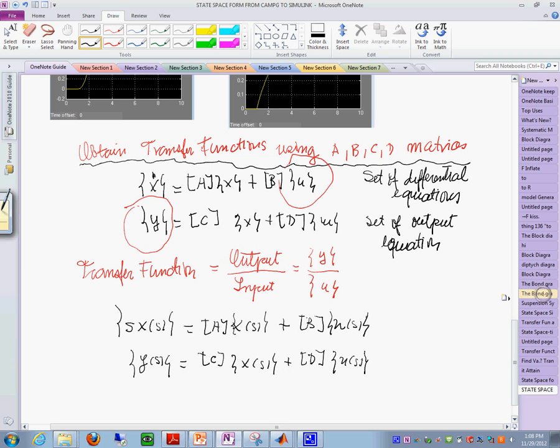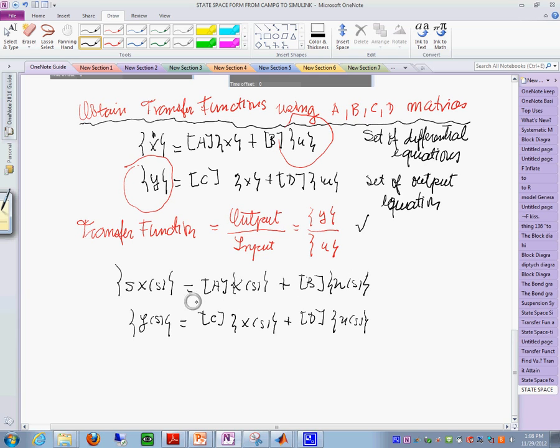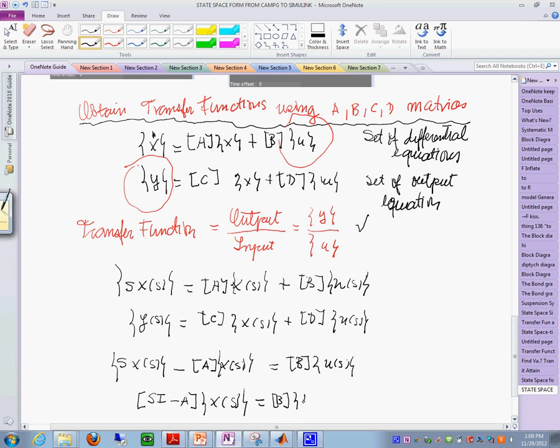Wonderful. So, we need to put these equations in terms of only y and u. Using the first equation, I will write it like this: sX(s) minus A times X(s) equals matrix B times U(s). But you could continue and write it as (sI minus A) times X(s) equals B times U(s), where I is the identity matrix.